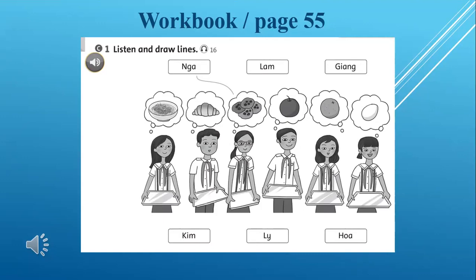2. So where is your friend Lum? Lum is having an apple. He likes healthy food. Yes, an apple is a good choice. 3. Kim chooses healthy food too. She's having an orange. Oh, yes. Good choice, Kim.